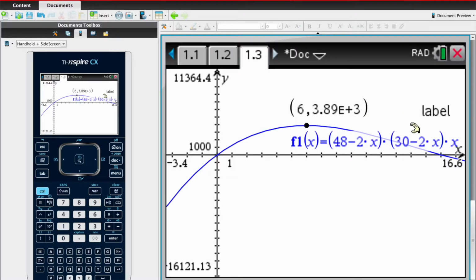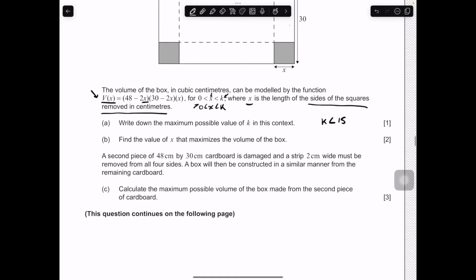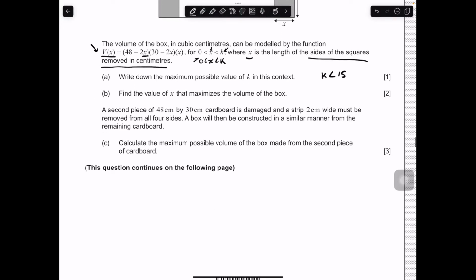Find the value of x that maximizes the volume of the box. I'm actually going to write down this right here. And so we can say when x is equal to 6. How would we show this, to be honest, to make sure we're getting method marks? Something like a graph.